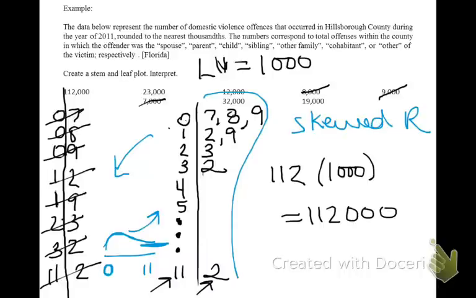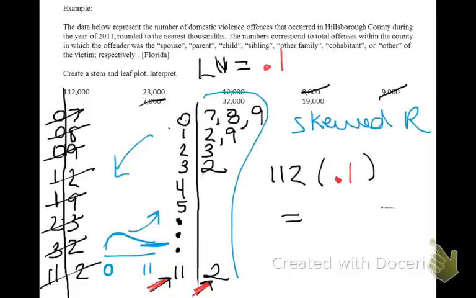Now let's say, for example, I changed this leaf unit to something like 0.1. And then I were to ask you what's the value of your largest observation. Well, again, you would come in and get your largest stem of 11, your largest leaf of 2, but this time when you multiply by a leaf unit of 0.1, it will give back a different answer.